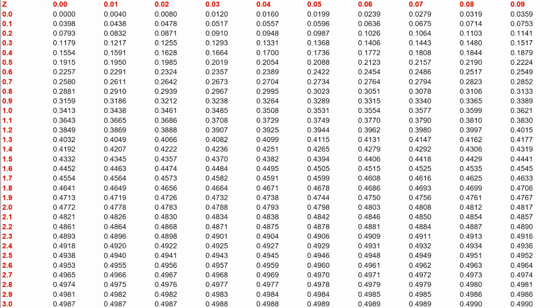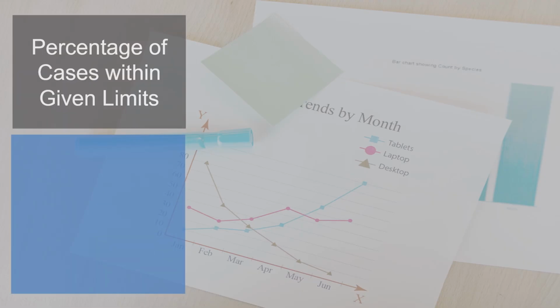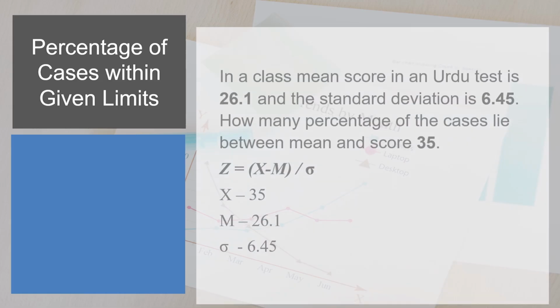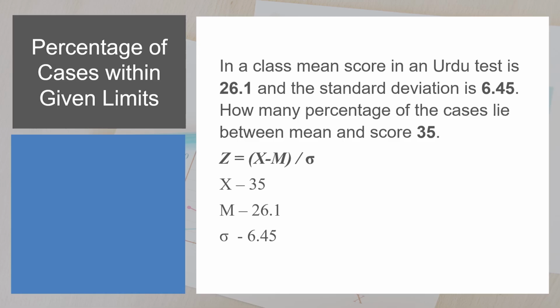Let us now go forward to discuss the first application with an example, then things will be much clearer to you. Now focus on the first application, that is, percentage of cases within a given limit. Here a limit is given and you have to find the percentage. In a class, the mean score in an Urdu test is 26.1. So a test has been conducted in the subject of Urdu, the mean score is 26.1 and the standard deviation is 6.45.